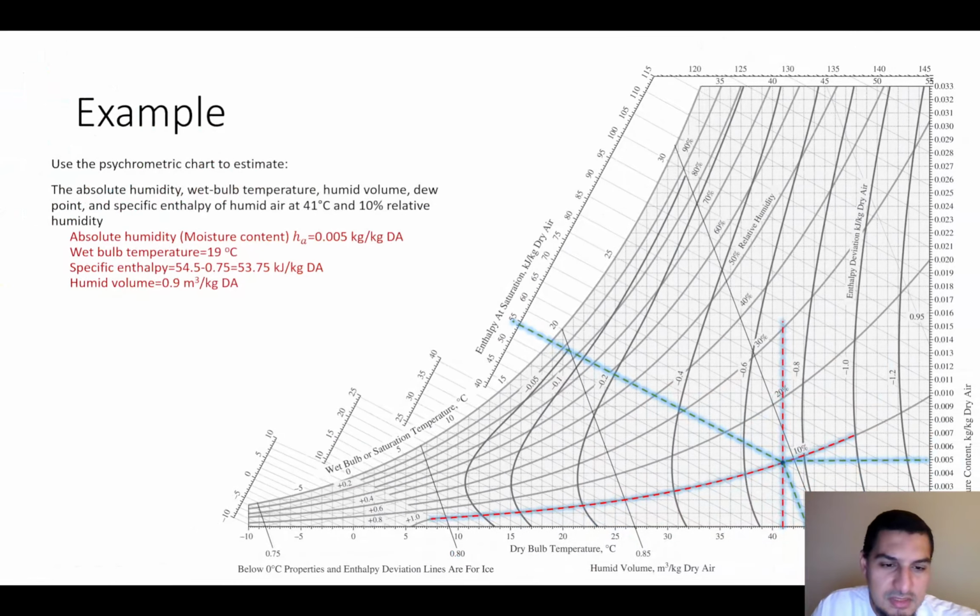And again, these are all not very accurate results. This is the nature of charts. So the result is going to be 53.75 kilojoules per kilogram dry air. We're done with the humid volume and the dew point.